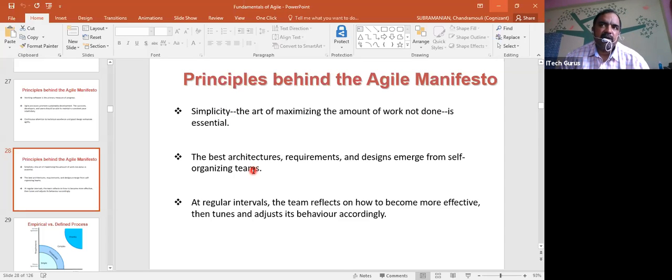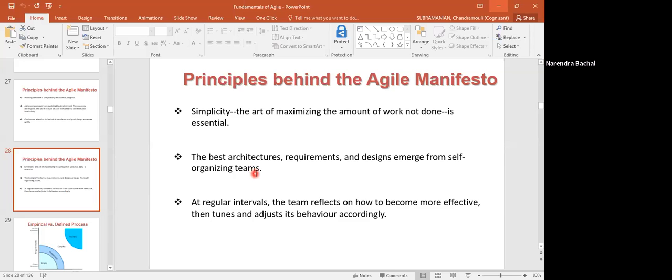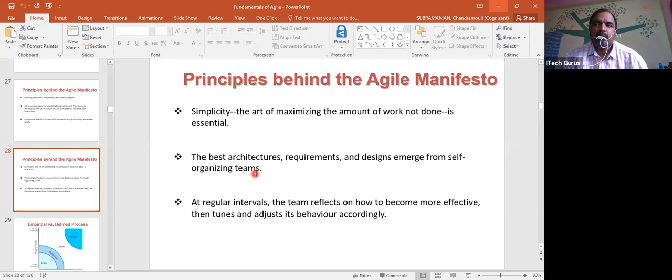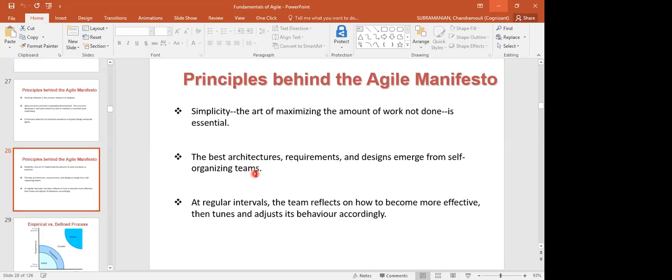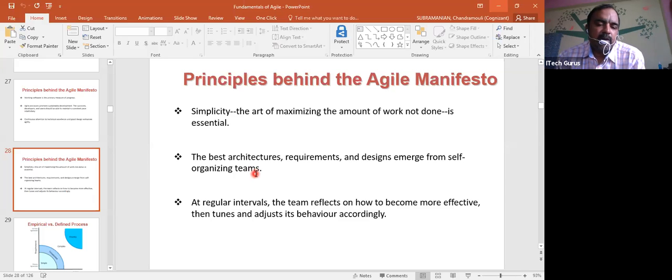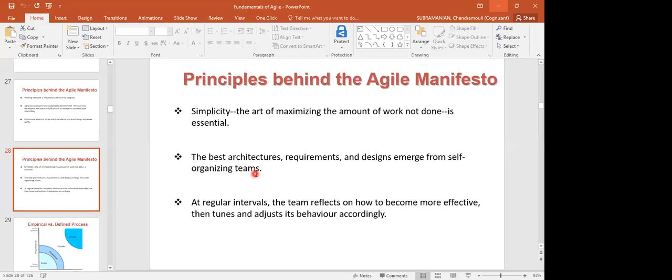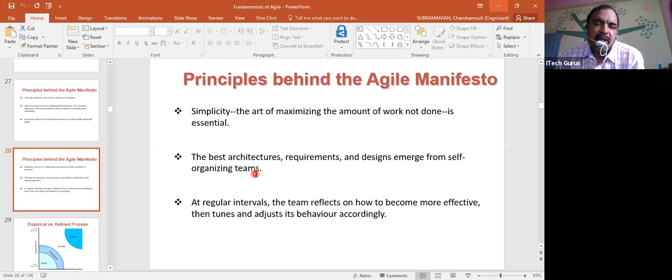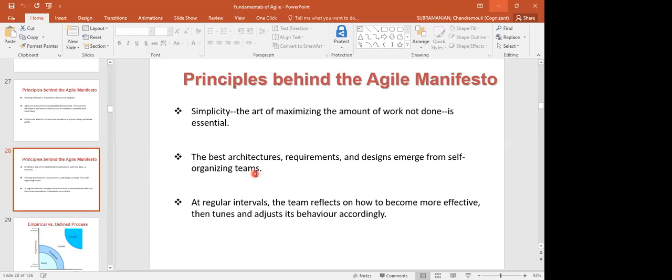What do you mean by a self-organizing team? Any guess? A cross-functional team, they are able to handle multiple tasks. Okay. Each person is responsible for all the activities, not selected ones. Okay. Any other? What do you mean by a self-organizing team? There is no team lead to direct. Very important. Okay. So the thing is, the planning, execution, monitoring, and controlling are all done by the team.